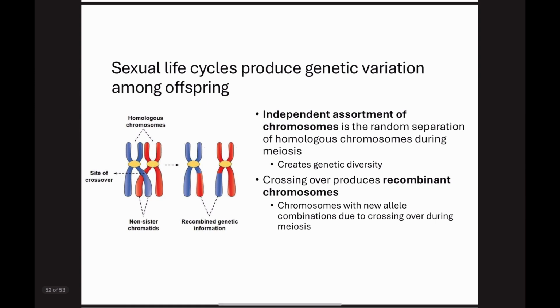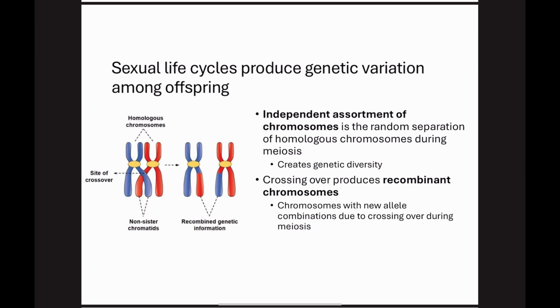So our sexual life cycles produce genetic variation among offspring. What this means is that the behavior of chromosomes during meiosis and fertilization is responsible for most of the variation that arises in each generation. We have 3 mechanisms that contribute to genetic variation that arises from sexual reproduction: independent assortment of chromosomes, crossing over, and random fertilization.